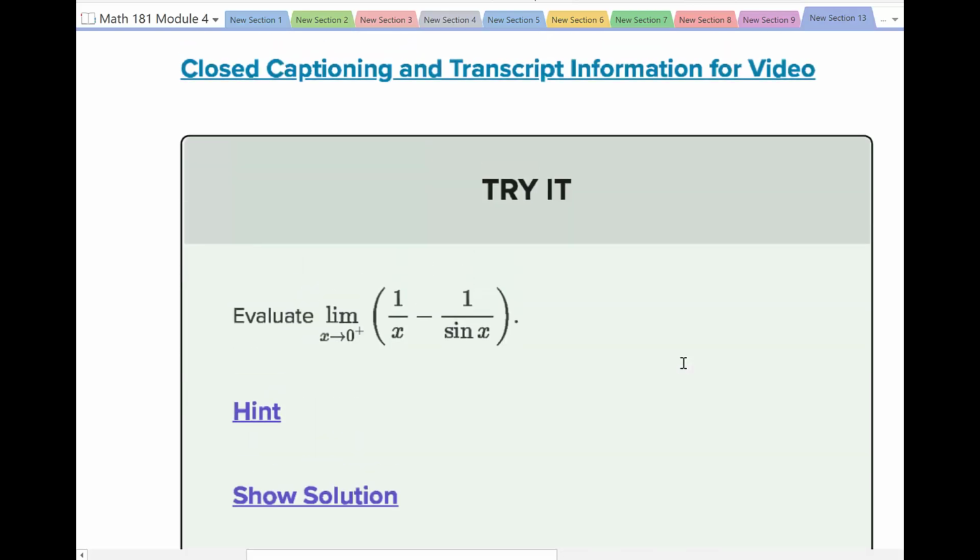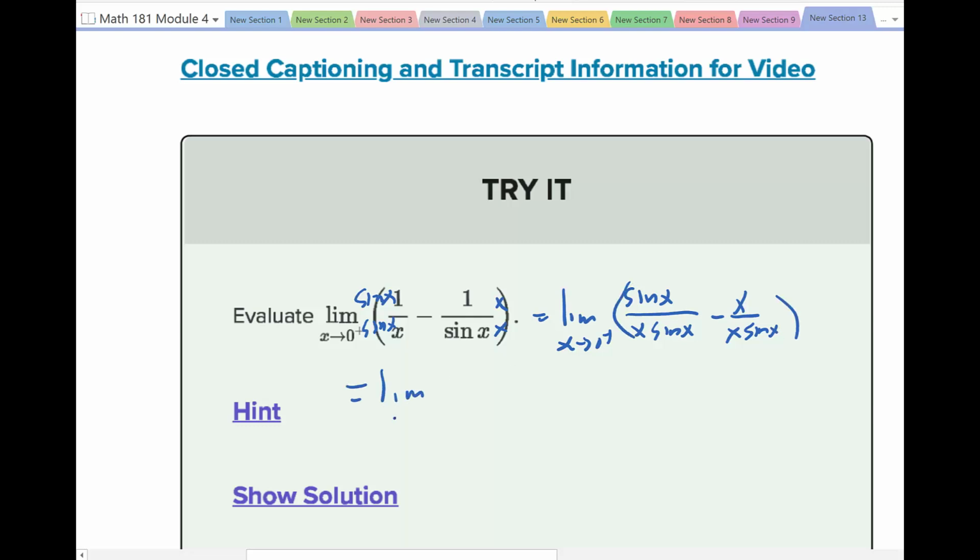Here's another one. So we'll multiply the first term by sine x over sine x, and the second term by x over x. So we have the limit as x goes to 0 from the right side of sine x over x sine x minus x over x sine x. So we have the limit as x goes to 0 from the right side of sine x minus x over x sine x. So again, if you apply the 0, everything is 0. You've got a difference of zeros on top and 0 times 0 on bottom.